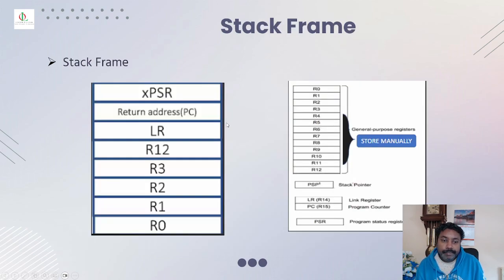So this is the stack frame. The stack frame consists of all these registers: the program status register, the return address, which is nothing but the program counter, the link register, R12, and R0 to R3, these are all general purpose registers. First, when you load, it will come as stack frame 1. Initially it will load all of these onto the frame, and what is not on the frame you have to push manually to store. For example, if you want to store R4 to R11, then you need to push those manually, and the stack frame and the stack pointer have the status register and the program counter as well.